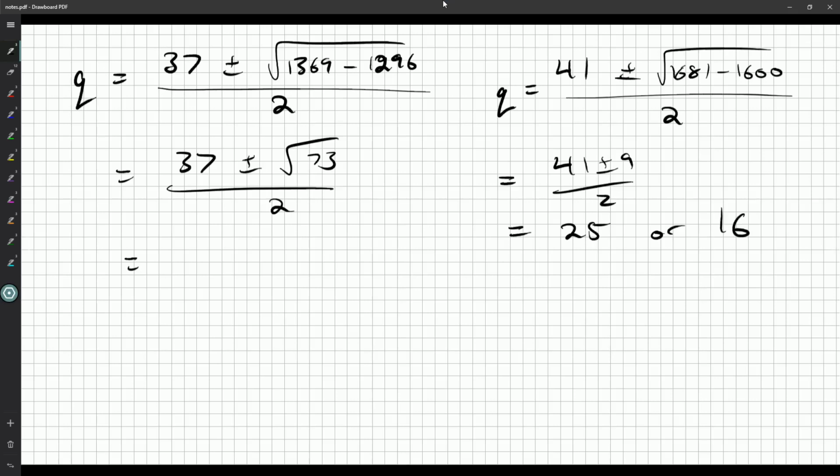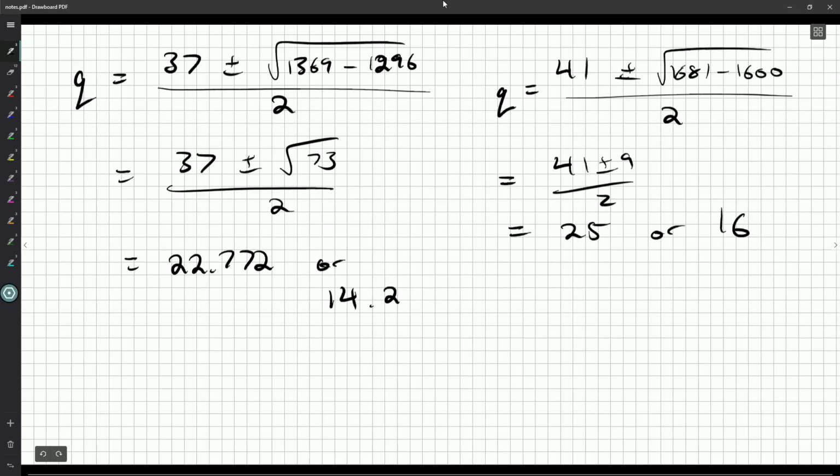But, okay, grab a calculator. Root 73 plus 37 divided by 2. So we're looking at 22.772. I mean, that's probably fine in terms of decimal. And then both of them have to add up to 37, so I'll just subtract 37 and ignore the decimal place. So 14.2279, that's good enough.